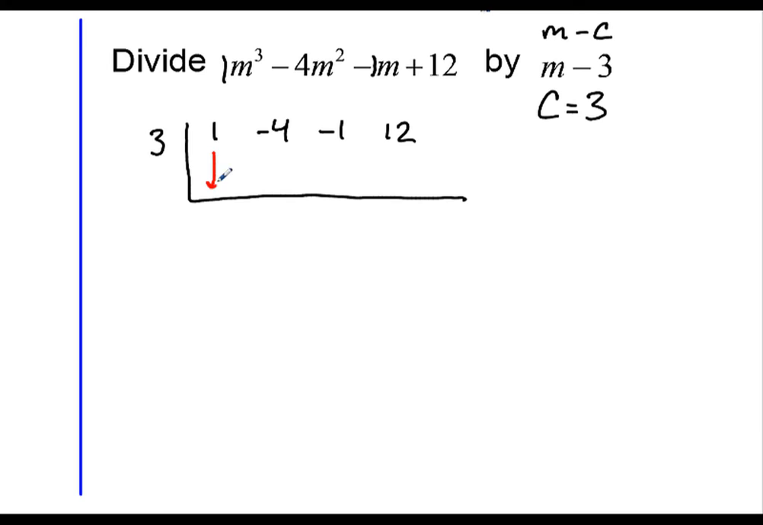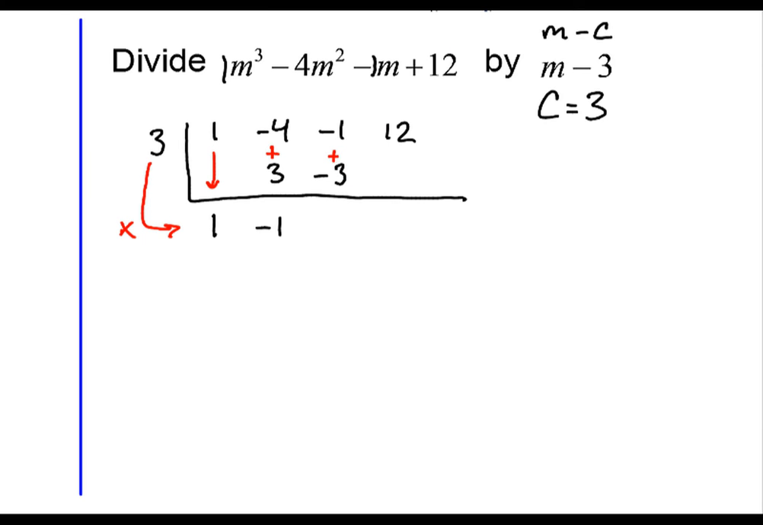Let's bring down the 1. Then let's multiply 3 times 1, which gives me 3. That goes in the next spot. Remember always to add down. Negative 4 plus 3 is negative 1. And now 3 times negative 1 is negative 3.